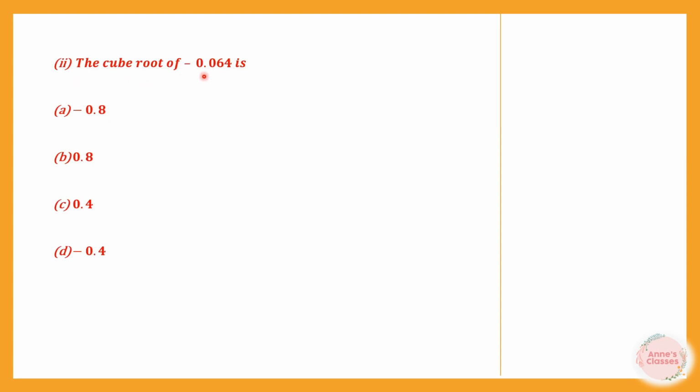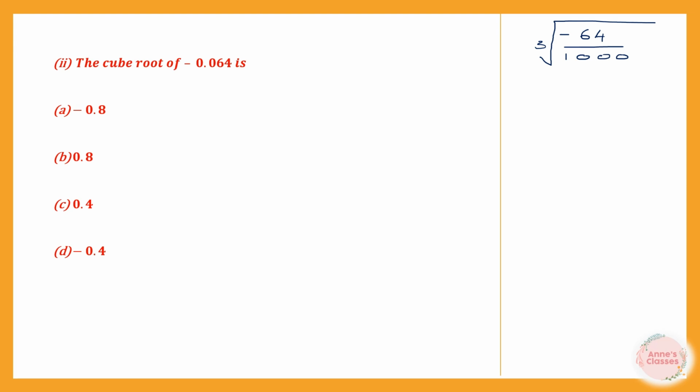The cube root of minus 0.064 is, now this is also a decimal number, so we write it down just like the previous one. We write this in the form of a fraction. So this becomes 64 by, now our denominator should be 1 followed by zeros depending on the number of decimal places. So 1, 2 and 3 decimal places, that means 3 zeros. And we are finding the cube root of this. So we put it this way, cube root of 64 by 1000. There is a minus sign, so don't forget to put the minus sign.